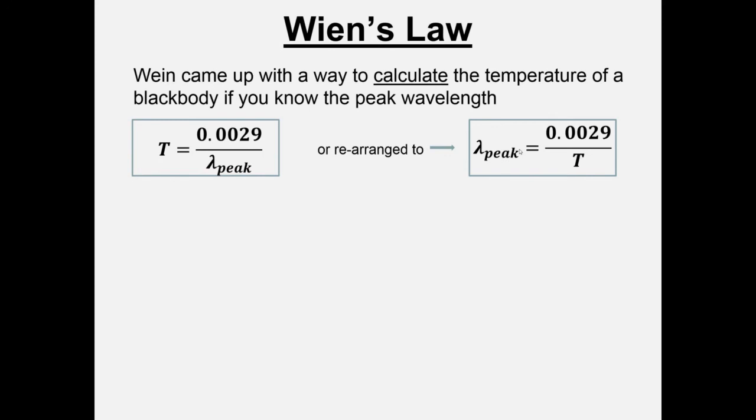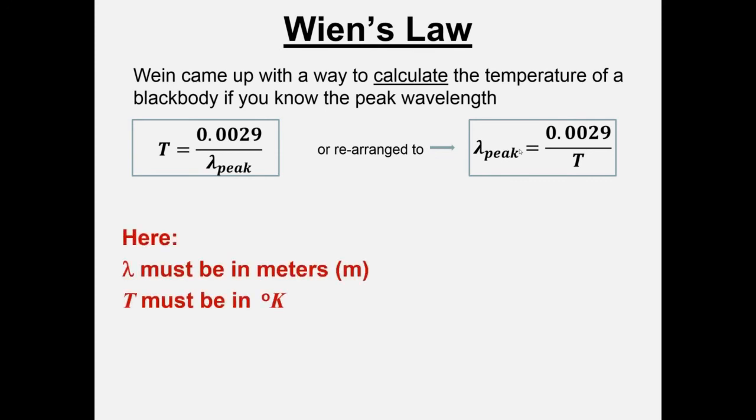The peak wavelength is going to be 0.0029 divided by the temperature, assuming you're doing wavelength in meters and temperature in Kelvin. So wavelength must be in meters. If I gave you something like 580 nanometers, you would have to put in your calculator 580 exp -9, or 580 times 10 to the -9. So you've got to be putting it in meters, and temperature will be in Kelvin.